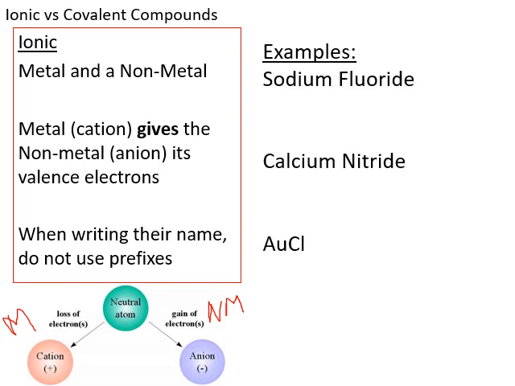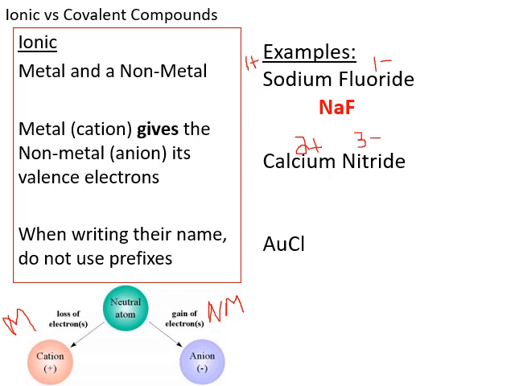Some examples really fast, just refreshing your memory. Sodium fluoride. Go to your periodic table. What's sodium's charge? It is a 1 plus. Fluorine is a 1 minus. That's its charge, not valence electrons. And so the formula is NaF. 1 sodium cancels out 1 fluorine. Calcium nitride. Calcium is a 2 plus. Nitrogen is a 3 minus.